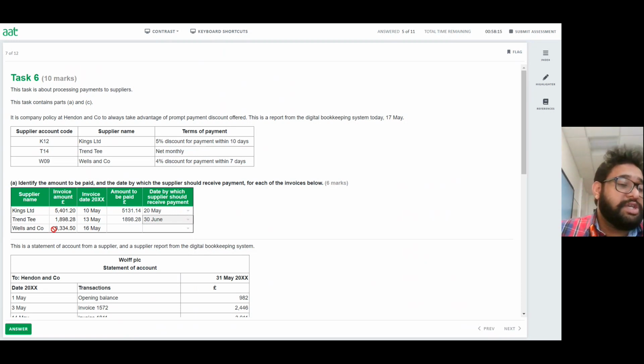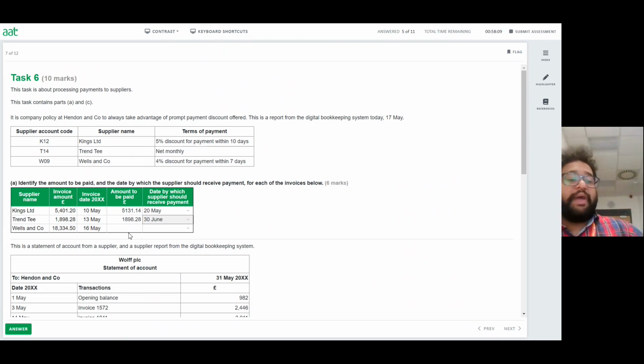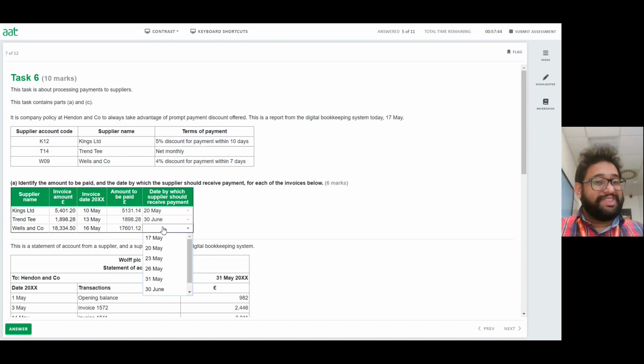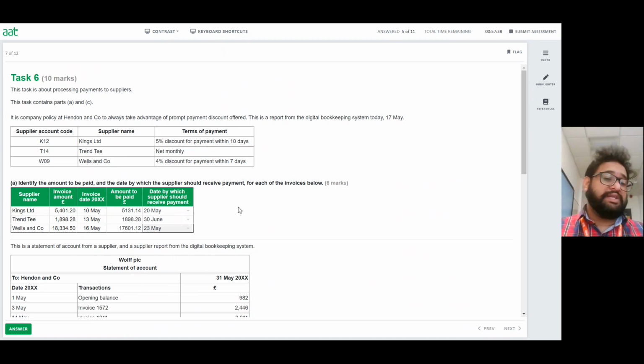Now let's look at this. Wells and Co Limited, £18,334 and 50 pence, 16th of May, and then the amount to be paid. We have to find out the discount offered is 4%. Therefore, we're going to calculate £18,334 and 50 pence multiplied by 96%, which is going to be £17,601 and 12 pence. Because this is within 7 days of that one, 16 plus 7 is 23rd of May, which is the day you have to pay your invoices by. Okay.